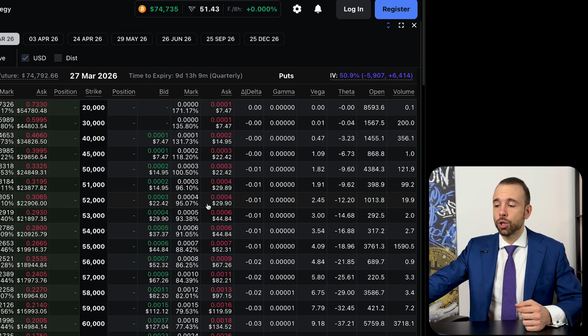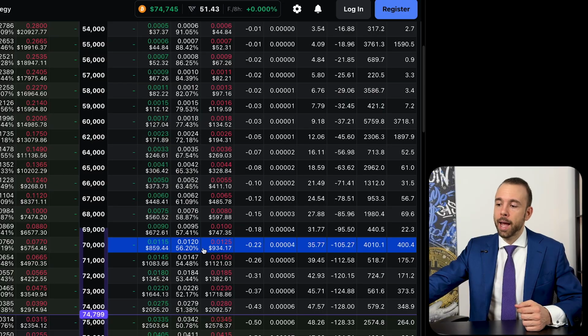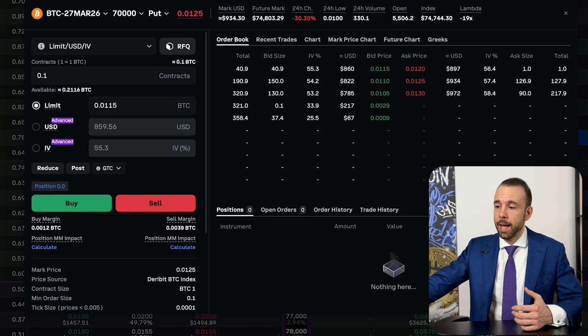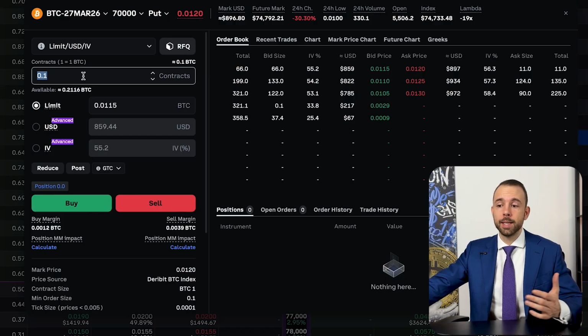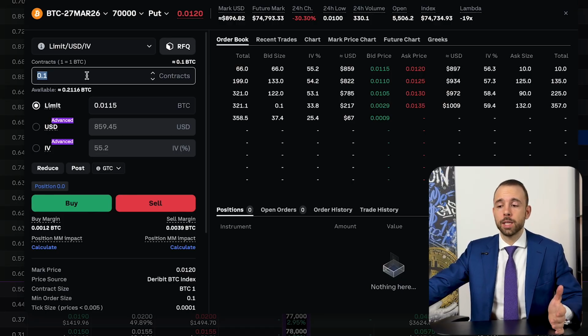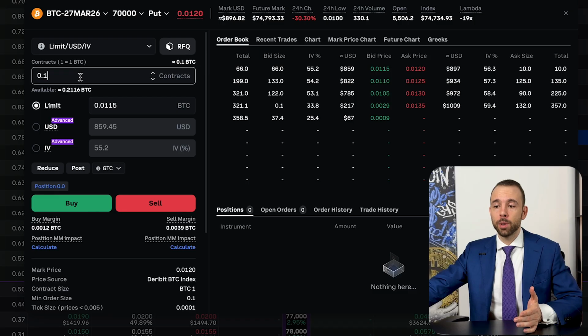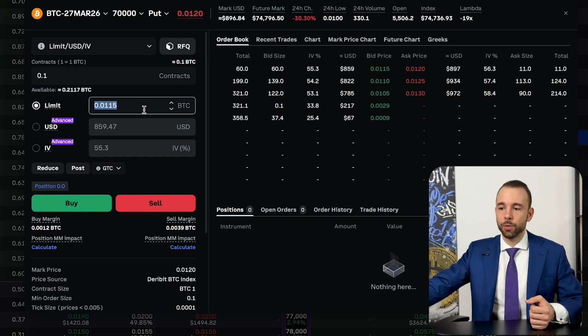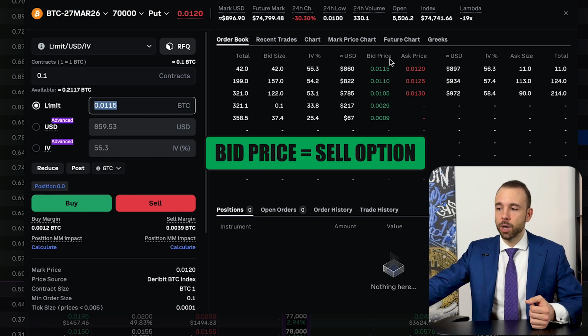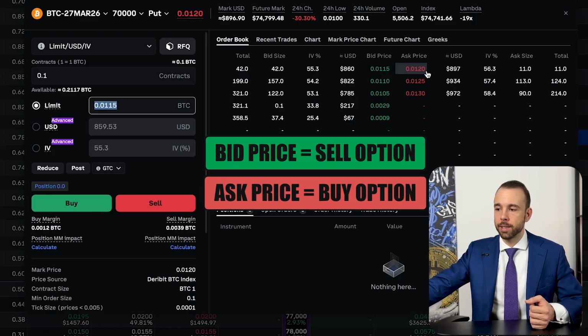And if I would like to trade a specific strike price, I have to click 2 times on it, and then I can find the trading window. Here I need to select the contract size. In this case, one put option is equal to 1 Bitcoin, and the minimal size is equal to 0.1 BTC. Then I need to select the price. For example, if I would like to sell the option, I have to take a look at the bid price. And if I would like to buy the option, I have to take a look at the ask price. And then I have to click on the buy or sell button.